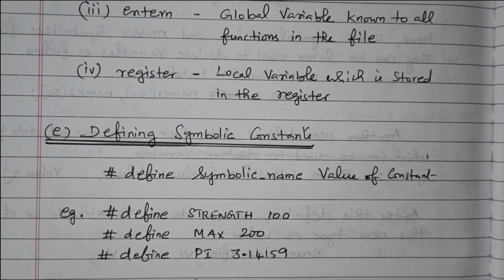So in this video we discussed the declaration of variables, how to declare a variable: the primary declaration, user defined declaration, then assignment, then storage class, and defining symbolic constants.